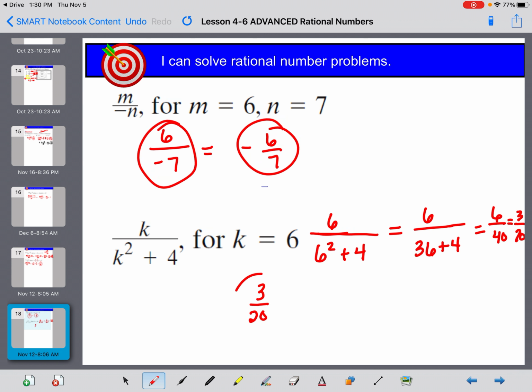My answer is 3/20. All right, so your homework today is going to be the 4-6 worksheet. So give that a try. A lot of it is not as much classifying, but more solving and evaluating. You will need to show work and how you substituted numbers into those equations. So do your work on a separate sheet of paper and attach that to the Google Classroom.